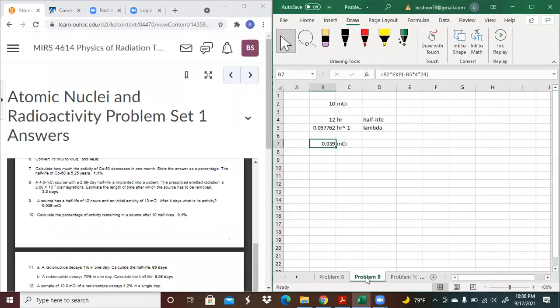We're going to go on here to number 9. Number 9, a source has a half-life of 12 hours and an initial activity of 10 millicuries. After 4 days, what is the activity? Okay, well, let me kind of walk you through what I've got here. So we know that this right here is the initial activity, which I'm going to write here, and I'm also going to write this out so that you'll remember. So this is the initial activity.